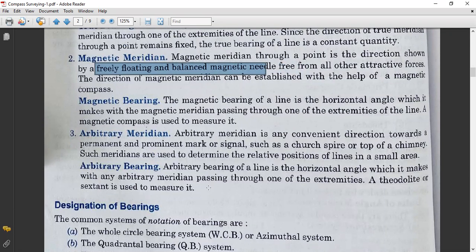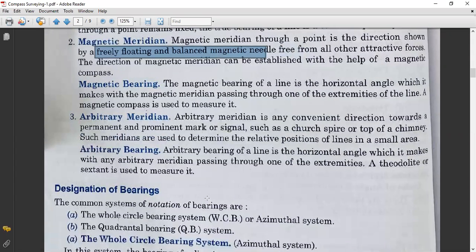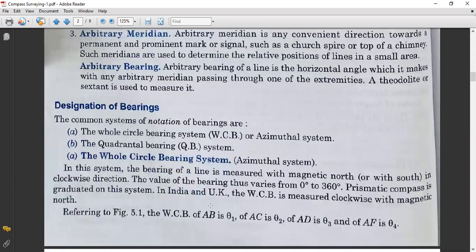So, designation of bearings. Again, in bearings we have different types: the whole circle bearing and the quadrantal bearing. The whole circle bearing we also call the azimuthal system. The quadrantal bearing we also call the reduced bearing system.